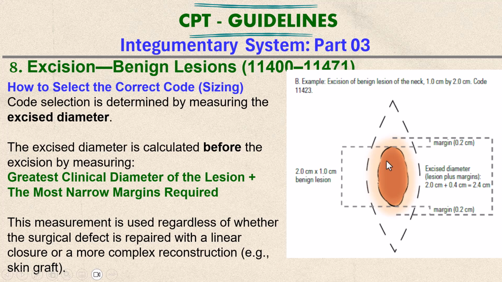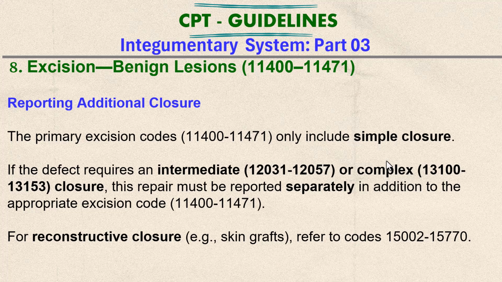The measurement is used regardless of whether the surgical defect is repaired with a linear closure or a more complex reconstruction, for example a skin graft. So, reporting additional closure: the primary excision code only includes the simple closure. If the defect requires an intermediate or complex closure, the repair must be reported separately in addition to the appropriate excision code. For reconstructive closure, for example skin grafts, you have to include the graft codes.